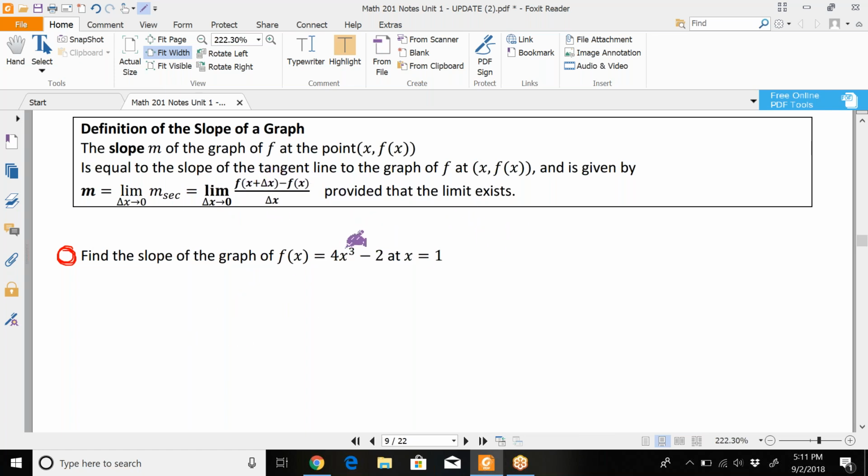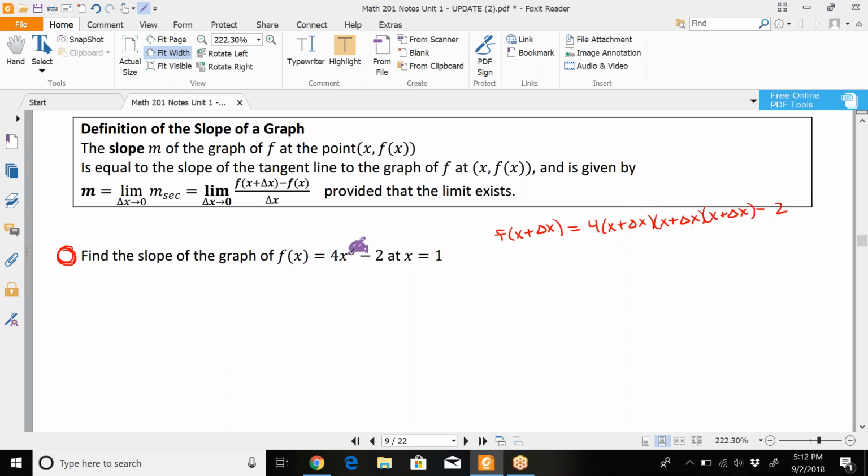In this case, because that's an x cubed, I would probably do all of my work as scratch work, just because that is a little bit messy to cube out. Because we're going to have 4 times x plus delta x cubed, which means I'm going to go ahead and write it 3 times x plus delta x, and then minus the 2.